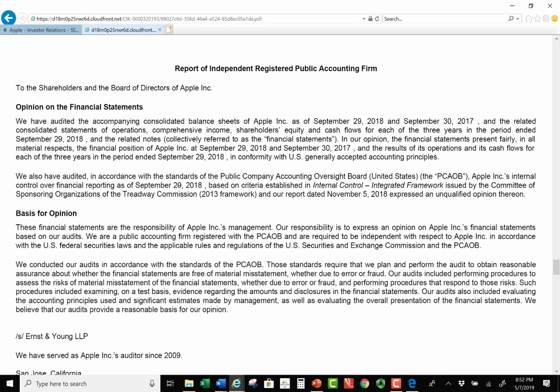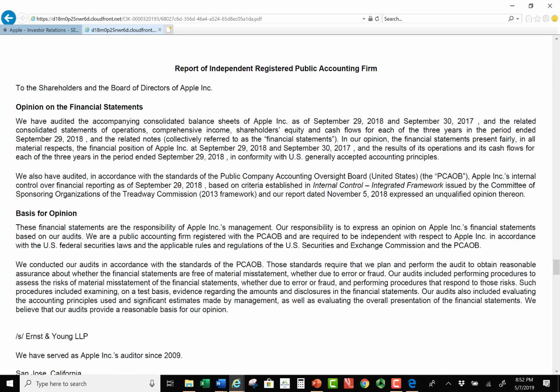Now, when we look, we say, in our opinion on the financial statements, we have audited the company balance sheet, statement of operations, which is the income statement, statement of comprehensive income. You can either combine that with your income statement or have a separate statement. I guess Apple chose to have a separate comprehensive income statement. Our stockholders' equity in the statement of cash flows for the period ended December 29th, 2018, and the related notes. In our opinion, the financial statements present fairly in all material respects the financial position of Apple Inc. at December 29, 2018, and the results of operations, etc.